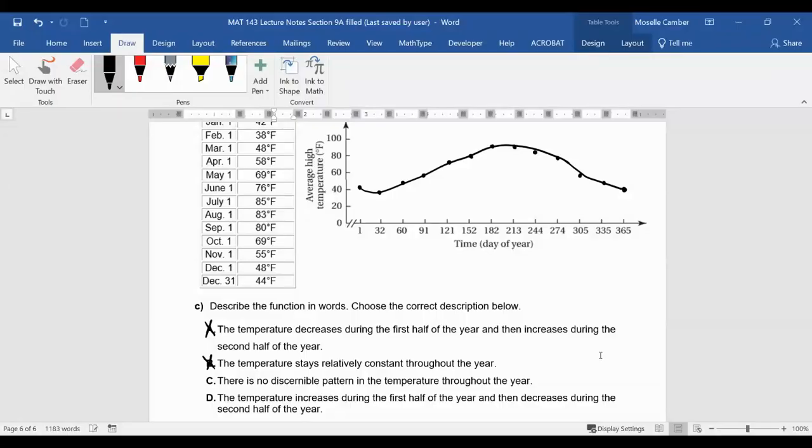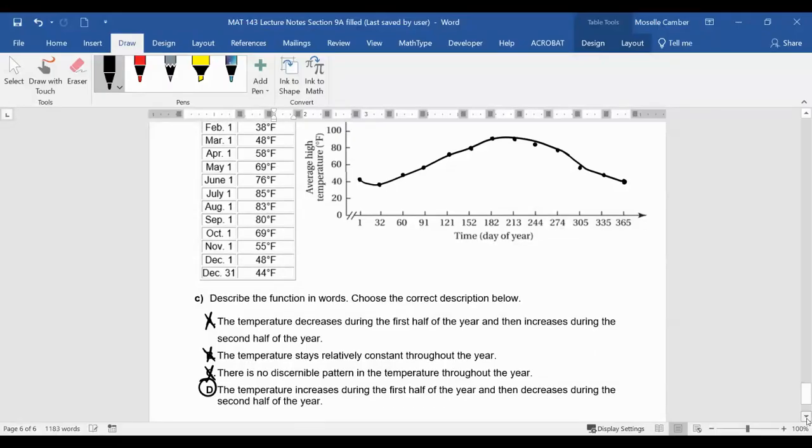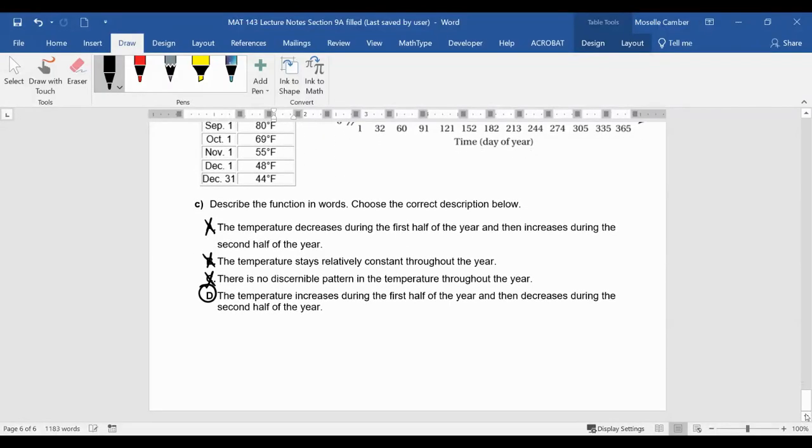For C, there's no discernible pattern in the temperature throughout the year. Well, it does look like there's a pattern, right? It's not like up and down and up and down the entire time. It's not C, so it should be D. The temperature increases during the first half of the year and then decreases during the second half of the year. Well, that does look like it's true. So between January and June, it's increasing, and then after June to December, it's starting to decrease. So it is option D. Okay, and that is it for 9A.